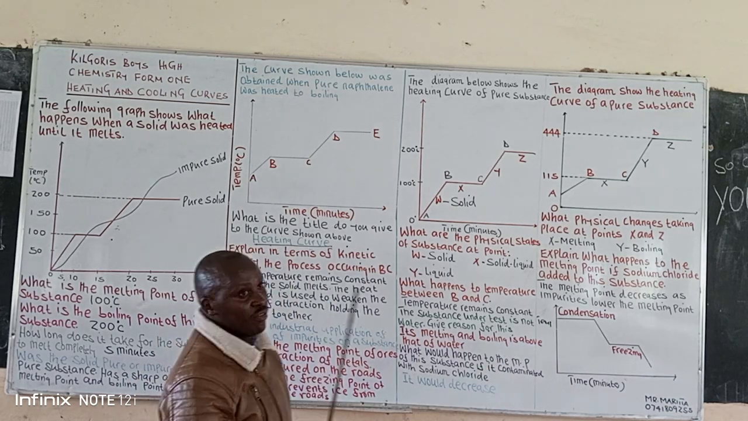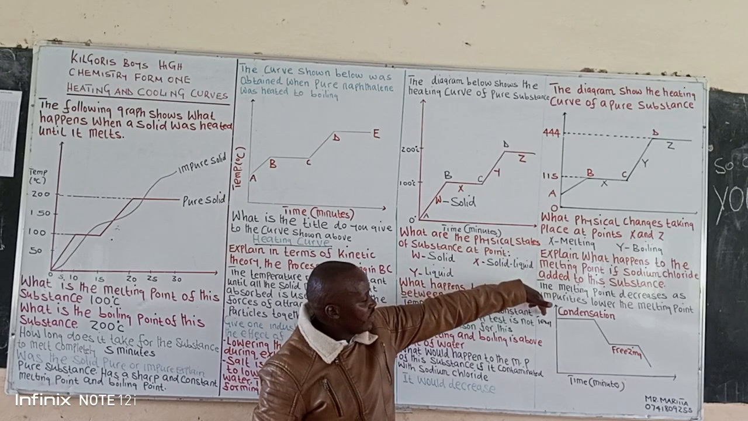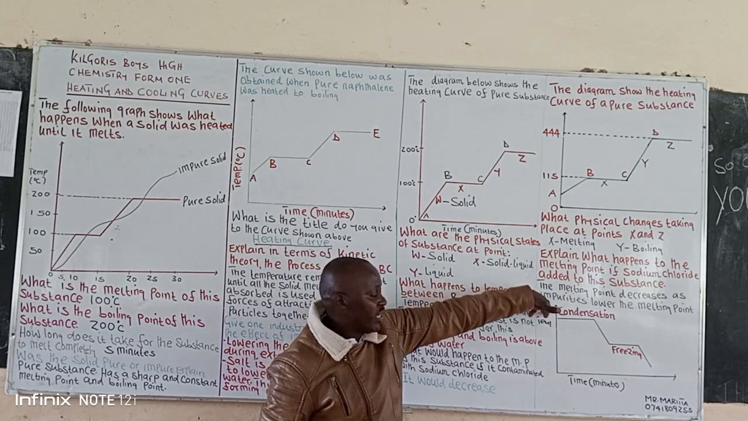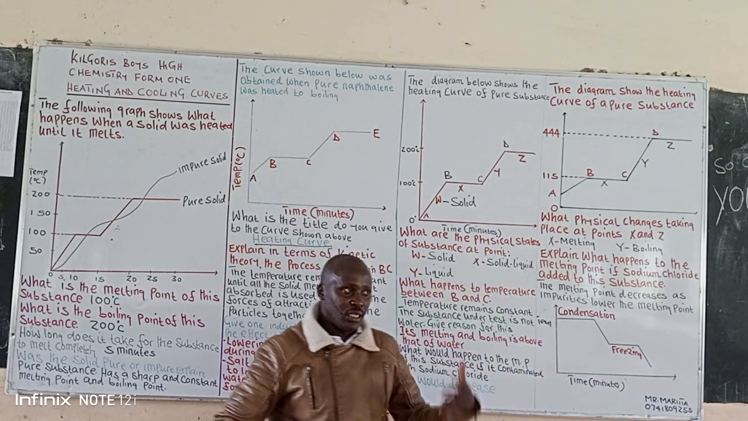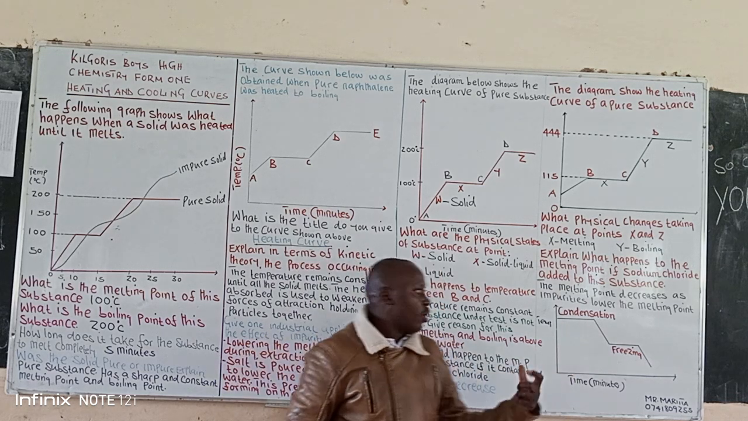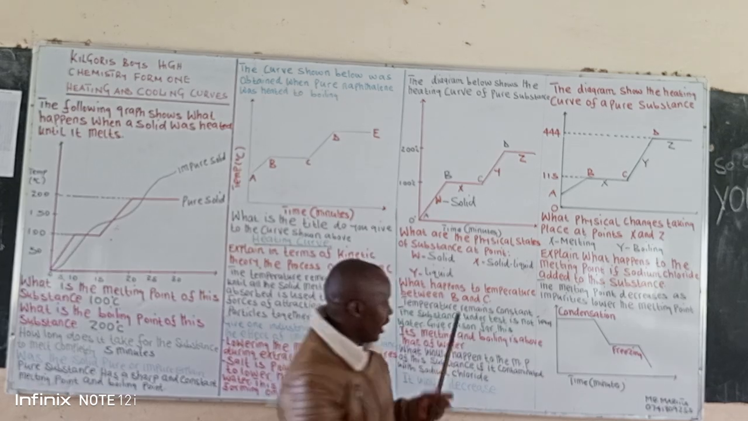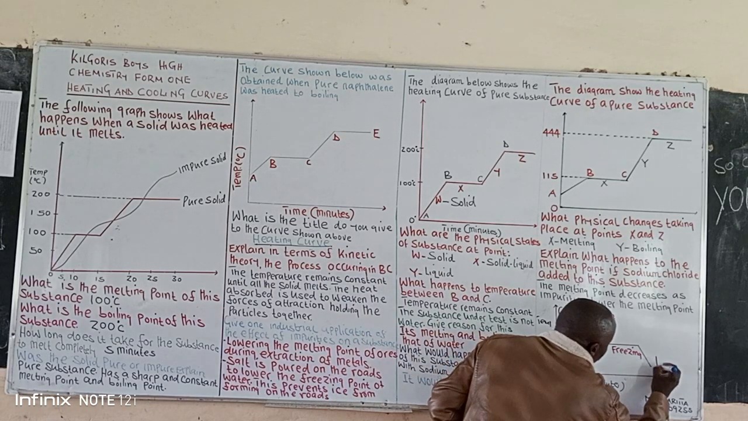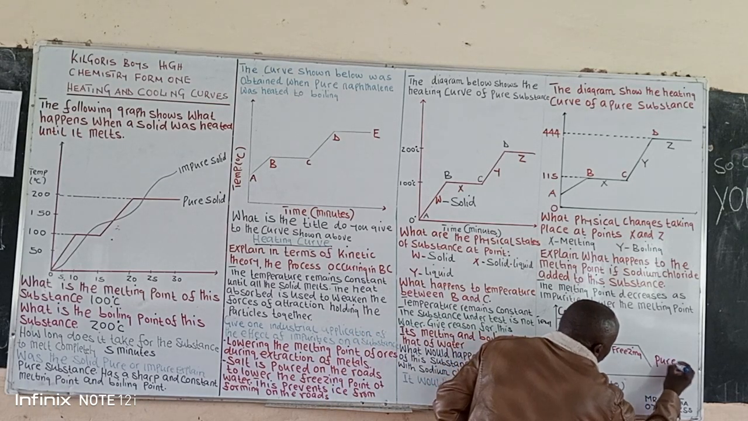So the cooling curve will start from the highest temperature and then the temperature drops because that substance is being cooled. And as you can see, this is the cooling curve of a pure substance.